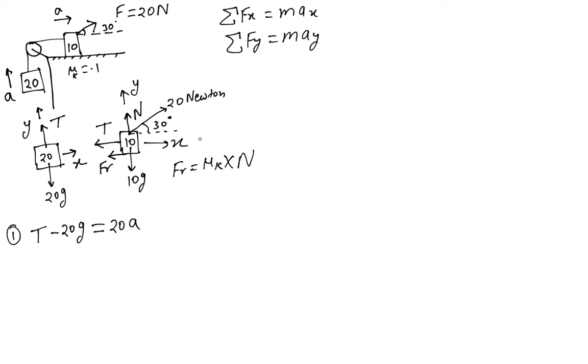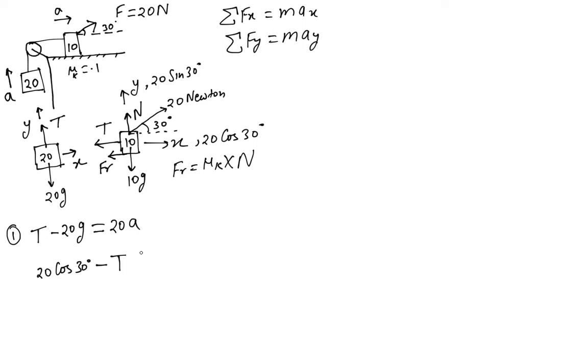So in the x direction, the vector has 20 cos 30 degrees, and in the y direction the vector has 20 sine 30 degrees. Alright, let's write the first equation for this mass. Now along the x-axis, what are the sum of forces? First of all, there is 20 cos 30 degrees. Tension is acting opposite to the positive x direction, so minus T.